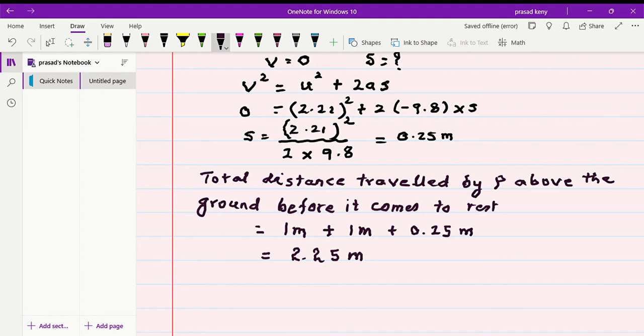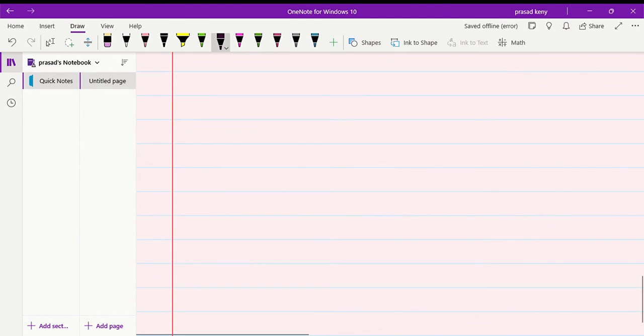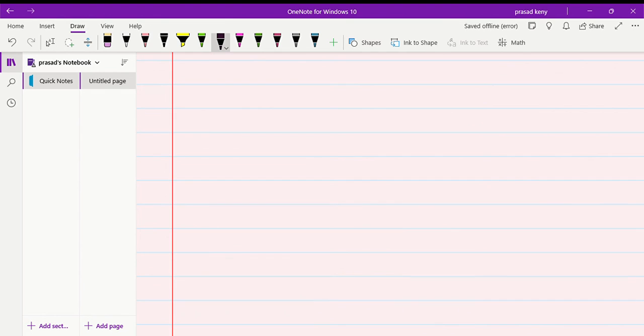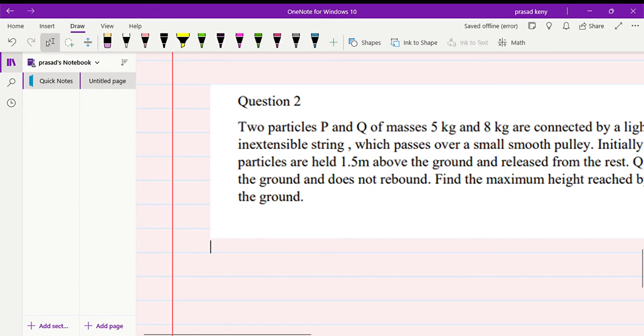Is this concept okay with you? I'm giving you a very similar problem to try at home. So just try this problem on very similar lines because it is the same type of problem.